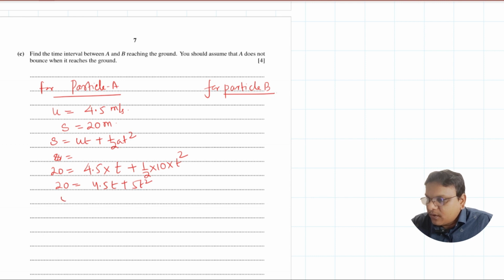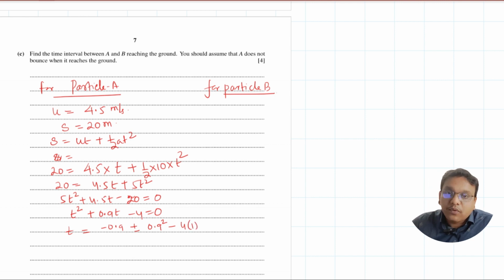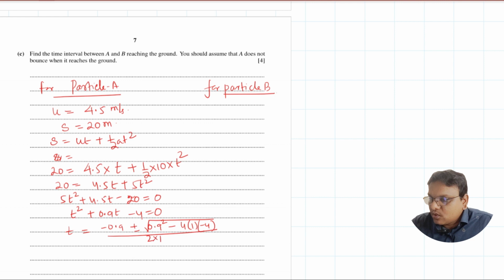Okay, if I bring all the terms to one side, it will act as a quadratic equation. You can see here, 5t squared plus 4.5t minus 20 is equal to 0. If I simplify this, dividing each term by 5, t squared plus 0.9t minus 4 is equal to 0. So put the value: t is equal to minus b plus or minus square root of b squared minus 4ac, over 2a. I'm assuming that you know the quadratic formula, so you can type the values in the calculator itself. 2a means 2 times 1.